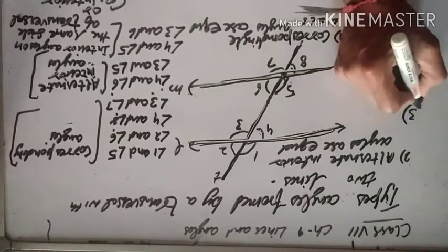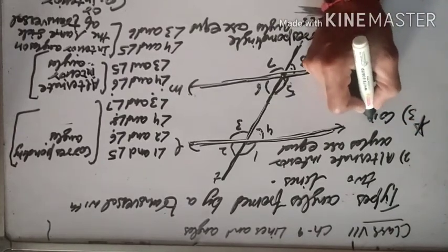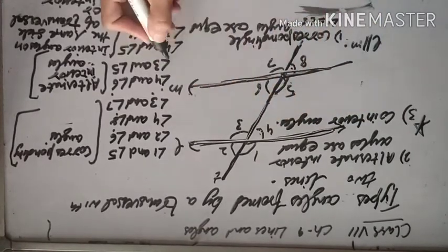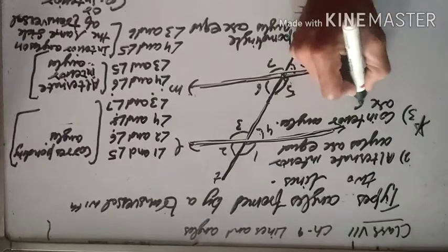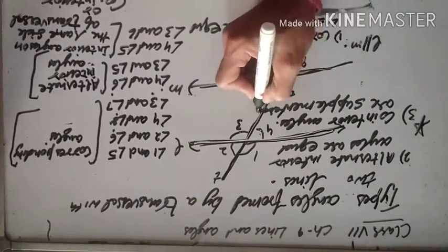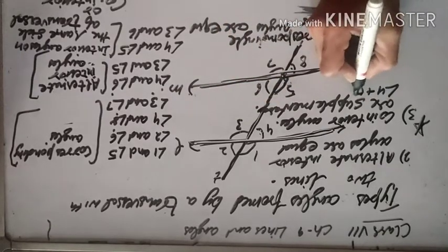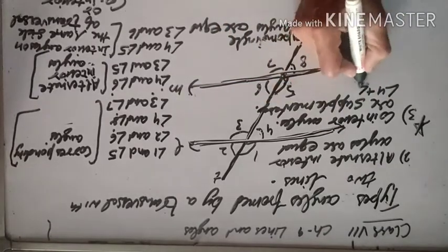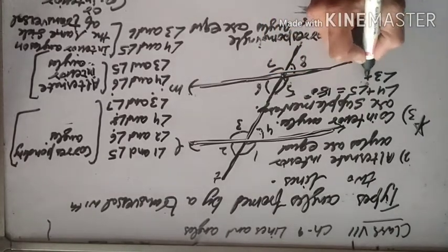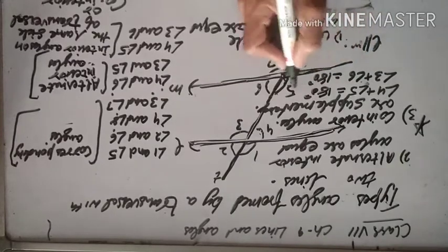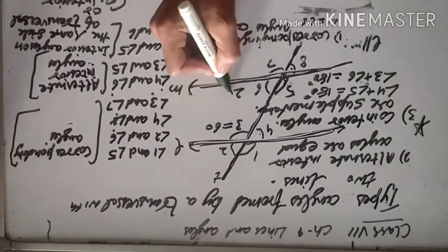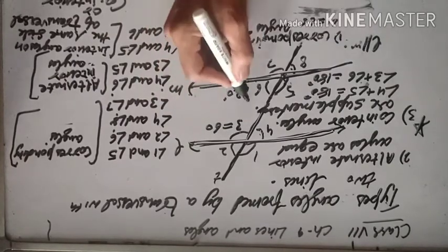Third is a very important point: co-interior angles. Angles 5 and 4 are supplementary. They are not equal, they are supplementary. That means angle 4 plus 5 is equal to 180 degrees. Angle 3 plus 6 is equal to 180 degrees. If angle 3 is equal to 60 degrees, then angle 6 is 120 degrees.